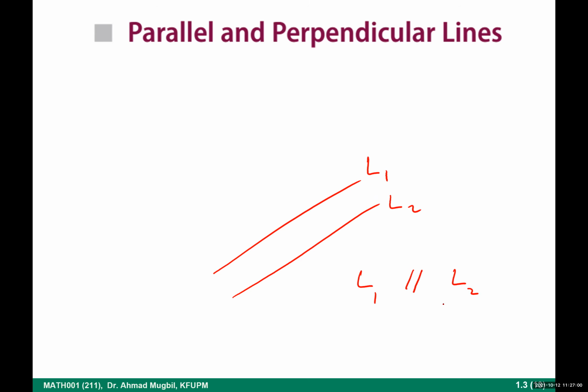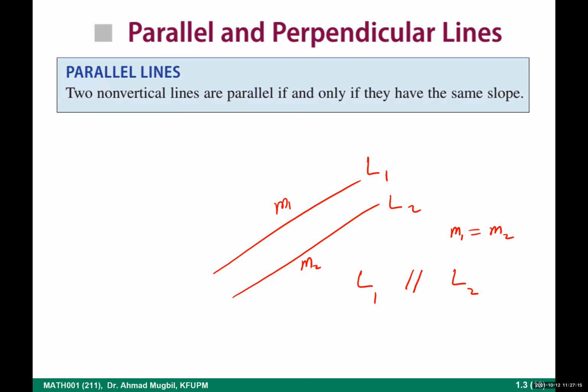What you can notice clearly is that they have the same slope. Their slope is the same. So if the slope of this one is m1 and the slope of this one is m2, then m1 equals m2. And we have this interesting fact: 2 non-vertical lines are parallel if and only if they have the same slope. If they are vertical, of course, both of them have no slope.